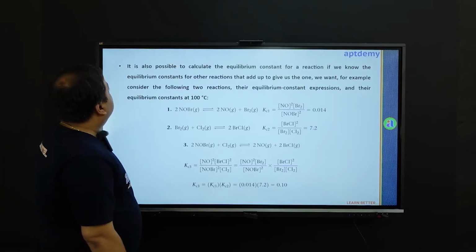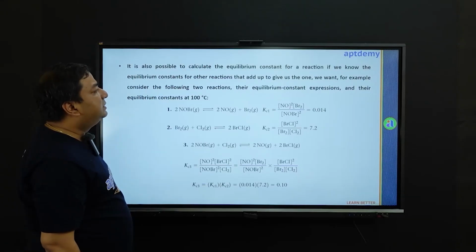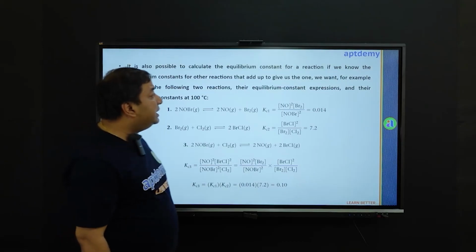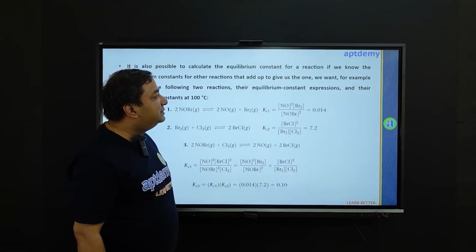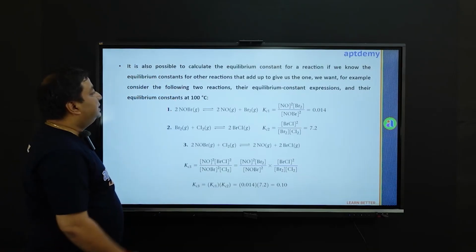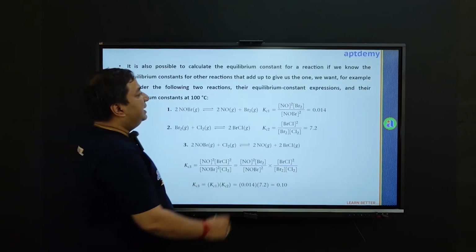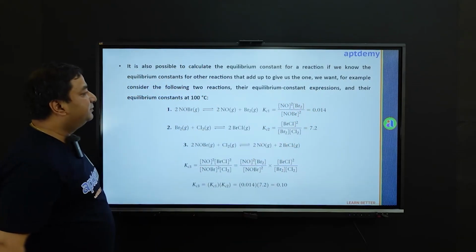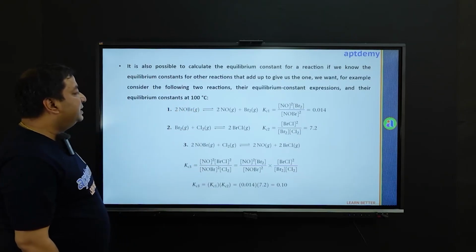Okay. It is also possible to calculate the equilibrium constant for a reaction if we know the equilibrium constants for other reactions, and then we will do what? We will add them up to give us the one we want. For example, let us consider the following two equations over here, and their equilibrium constant expressions are written as follows. Okay. And that is at a temperature of 100 degrees centigrade.